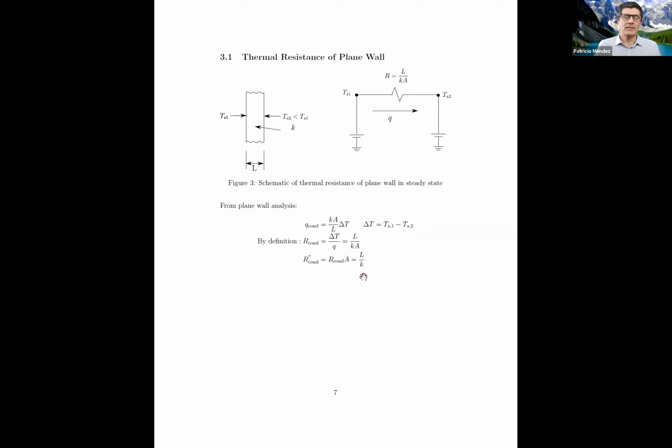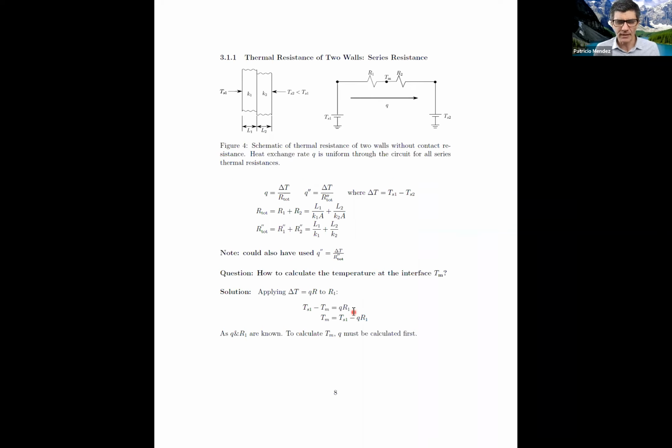Now, this is a very simple thing, but we can build on top of this because we can say, okay, what if we have two walls, right? And that the equivalent of that is two resistors in series. And we can calculate that, and we can calculate the intermediate temperature. And all that is in the notes you have uploaded, and we discussed last class too.